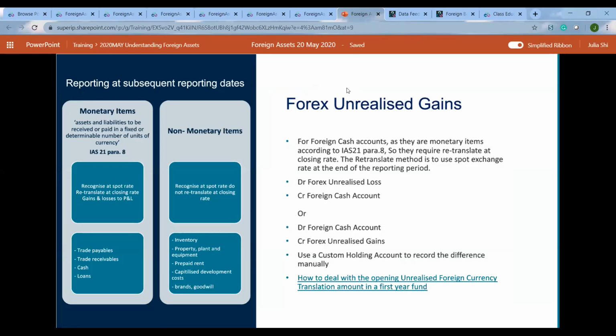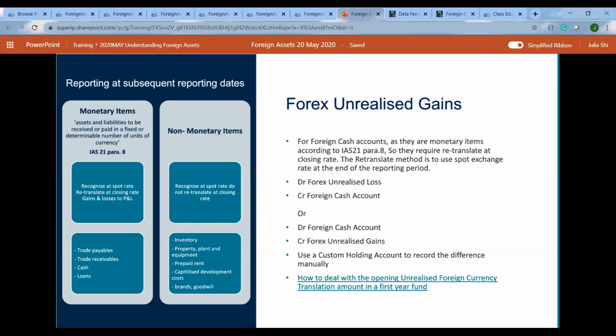So for sure, like 30th of June, normally all the investments should be revalued for self-managed super funds to market value, but the foreign bank accounts revaluation is actually according to IAS 21, paragraph 8, because the cash account is actually a monetary item. It should be retranslated as at 30th of June, which is the end of the financial year.